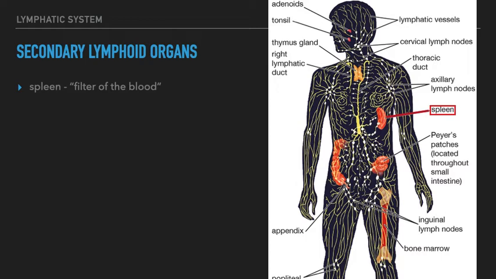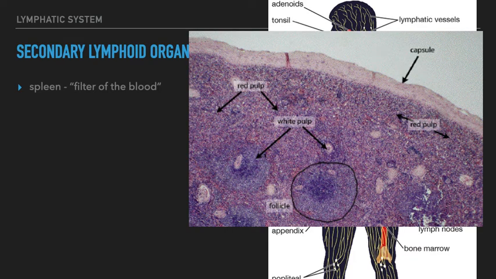It's sometimes called the filter of the blood because of its extensive vascularization and the presence of macrophages and dendritic cells that remove microbes and other material from the blood, including the dying red blood cells. The spleen also functions as the location of immune responses to blood-borne pathogens. The spleen contains several histological features, including the outer capsule, which is shown here in this histological micrograph.